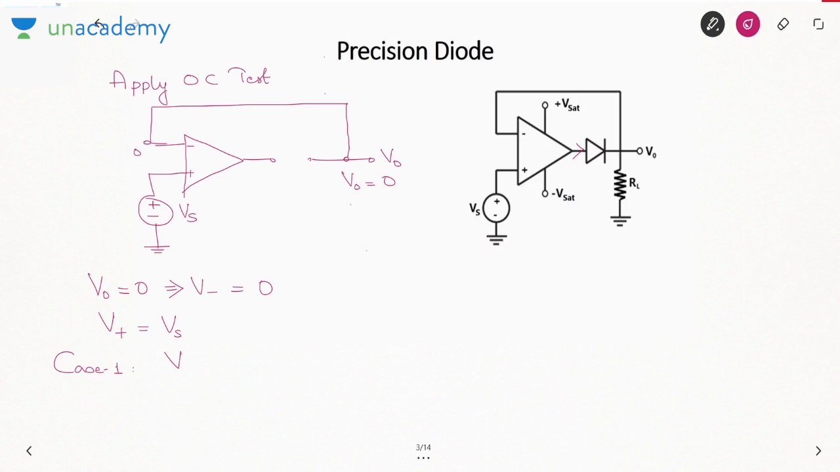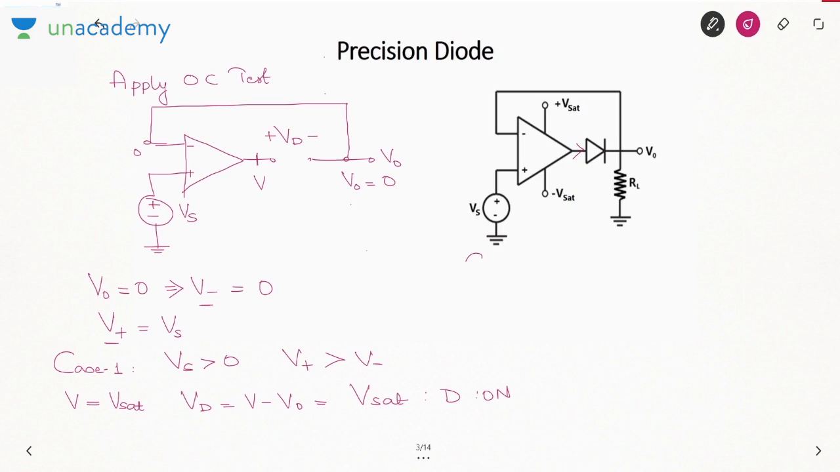Case 1: Vs is greater than 0. In that case, positive terminal voltage will become greater than negative terminal voltage. This is the open loop configuration. Remember the previous case, the comparator: when positive terminal voltage is greater than negative, V is equal to V sat. Now see the diode voltage. What is the voltage across the diode? It is V minus V naught. V naught is 0, so it is V sat. So the diode will be on.